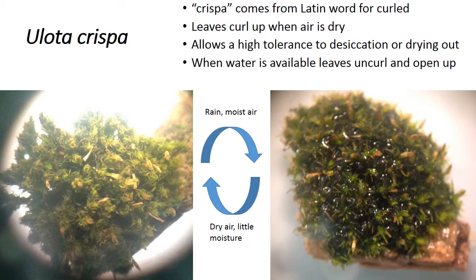So crispa comes from the Latin word for curled. And in this zoomed in image, we can see that the leaves are all curled up. And this happens when the moss is dry. So in dry air, the leaves curl up and condense in on each other, and this allows for high tolerance to desiccation. Now, whenever water is available, like through rain or if the humidity goes up, those leaves will uncurl and they look a lot different, as we can see on this image on the right.